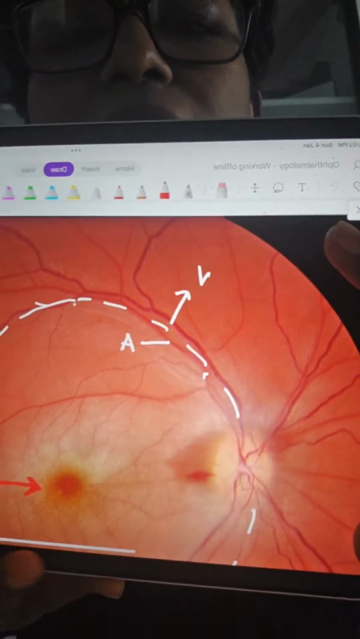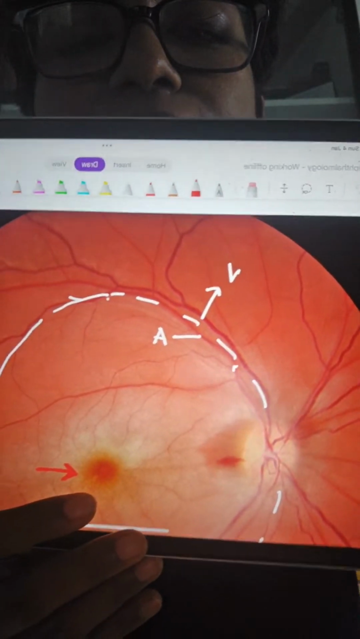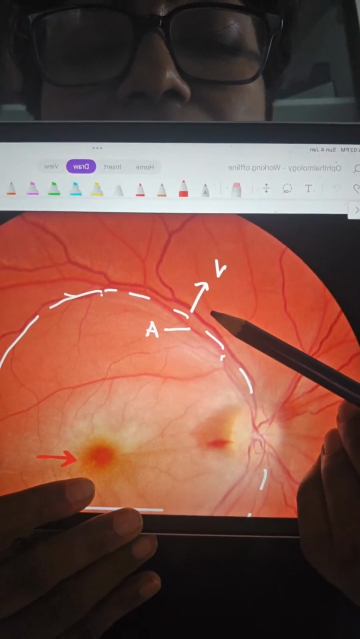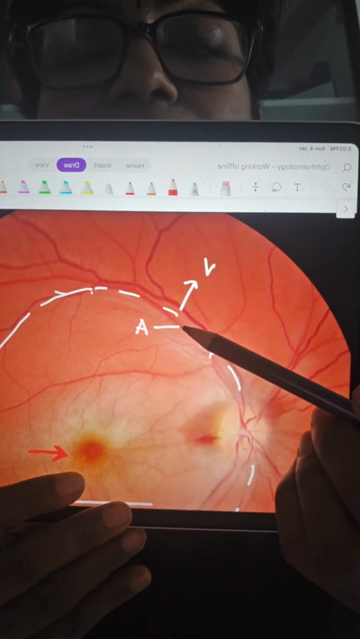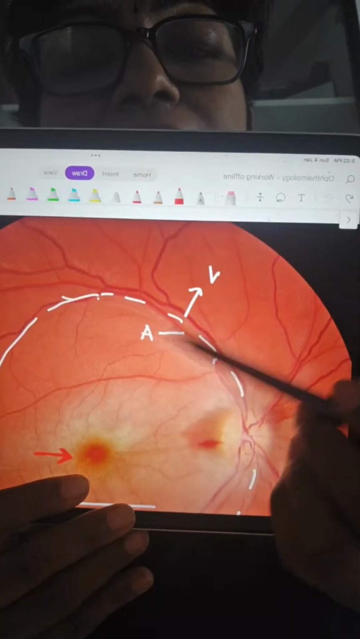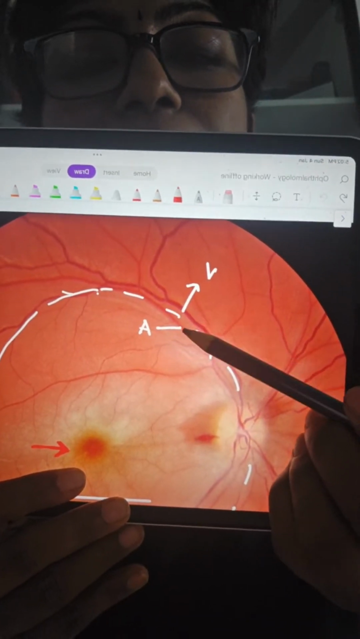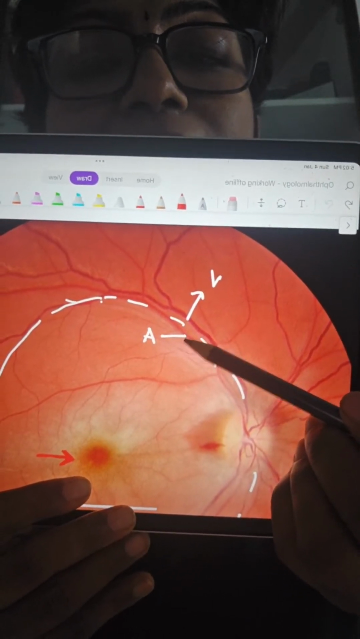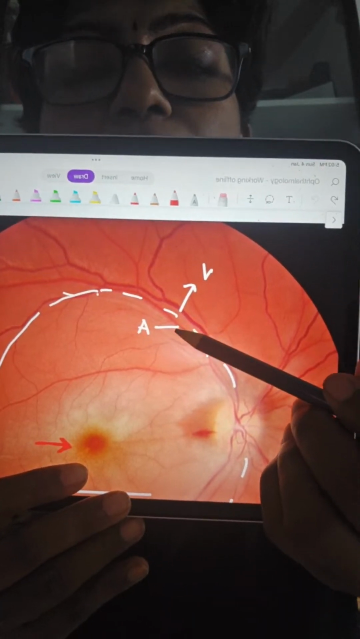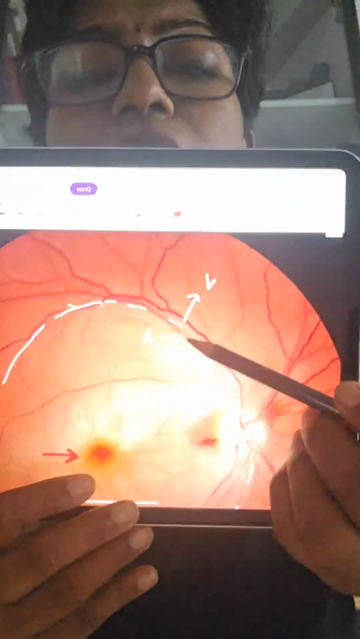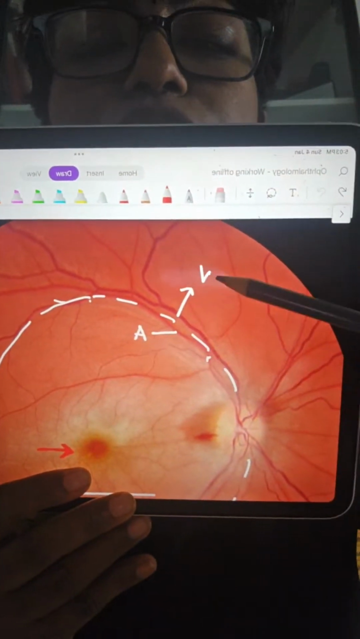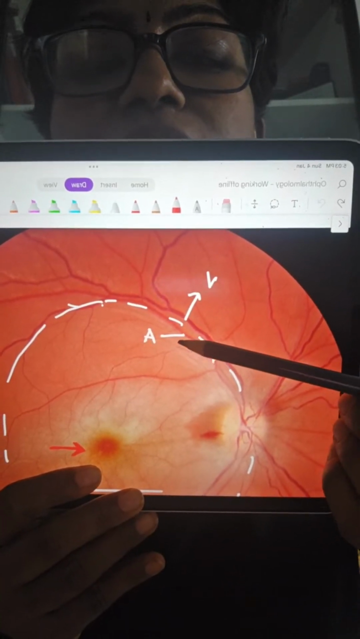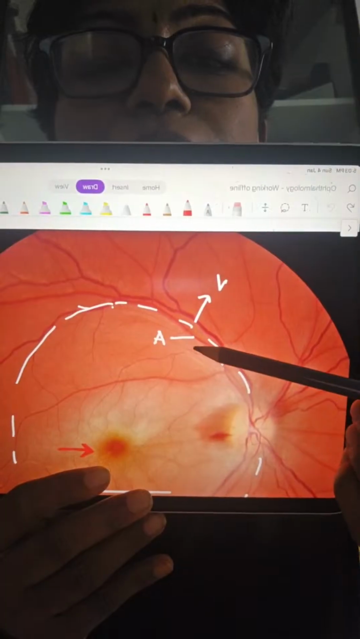That is your vein, and just next to that is your artery. You can see the vein is a little darker and thicker. Very good, Vinod. The normal A to V ratio is 2:3, but this is not 2:3. The artery is even thinner, an attenuated artery, because this is an atherosclerotic patient. This is kind of 3:4. I would call it arteriolar attenuation.